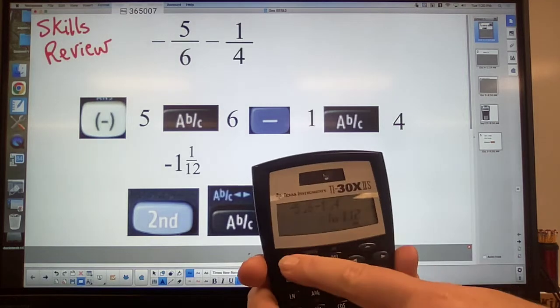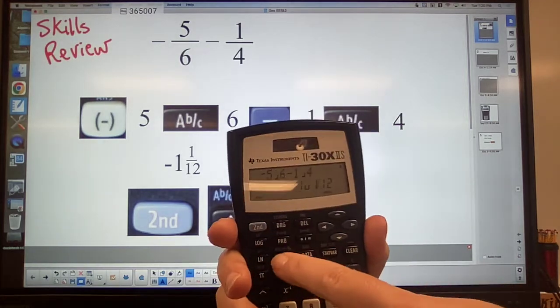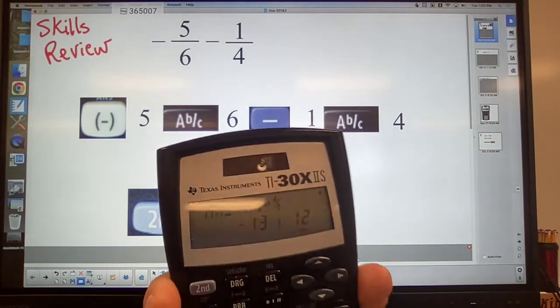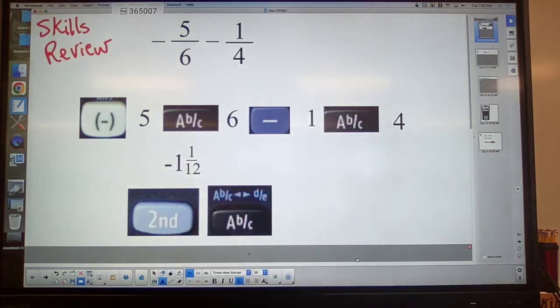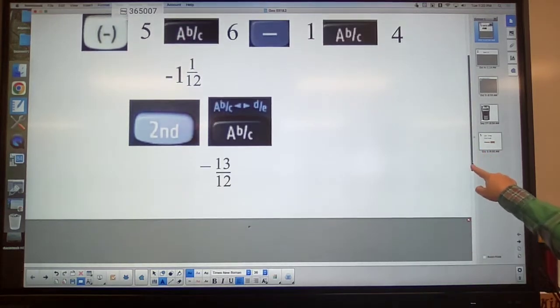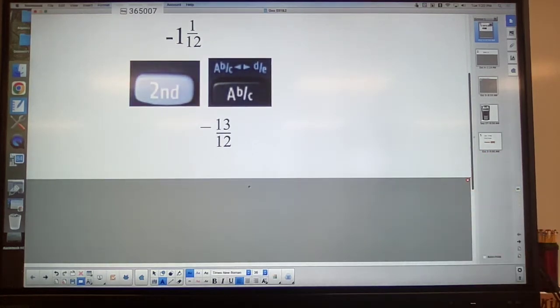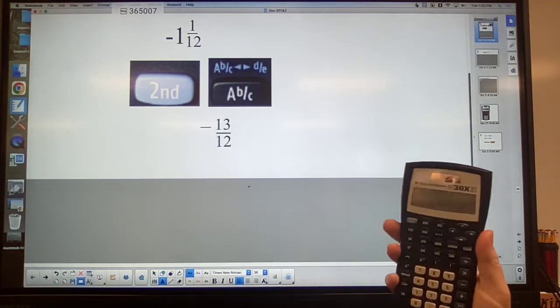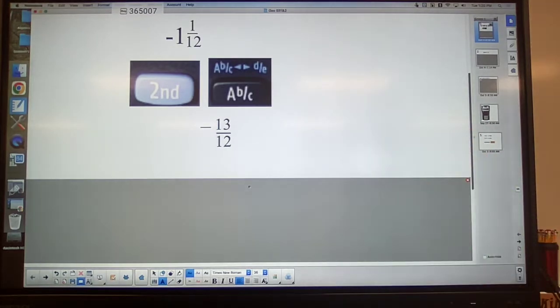So if I hit second up here, and then my fraction button, it says I'm going to take the answer and turn it into improper. Hit equals. Now we have negative 13/12. That's how you'll be expected to answer your problems on any assignment. Negative 13/12 is correct, not negative 1 and 1/12. But it all can be done right on your calculator in the palm of your hand rather than trying to do it in your head.